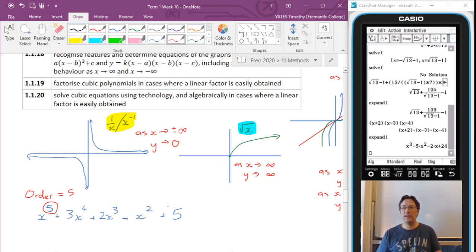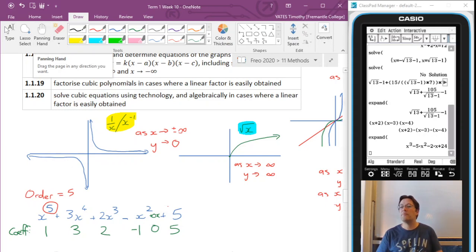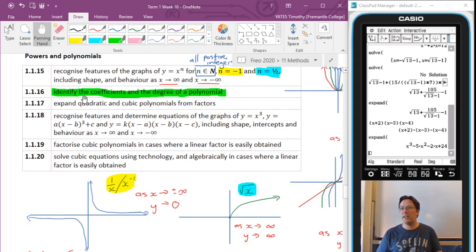So the order for this one is 5, and the coefficients for each of these, we've got a coefficient of 1, coefficient of 3, coefficient of 2, coefficient of -1. Now we've actually got a secret hidden coefficient of 0 because there's no x term in here. So technically there's an x term that has a coefficient of 0, but we don't actually have it drawn in. And then we've got a coefficient of 5 for our constant term, or x to the power of 0, we could think of it as. So that's how we define the coefficients and degree of a polynomial.